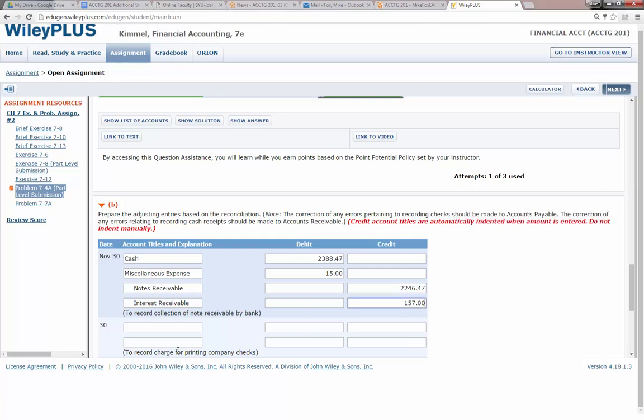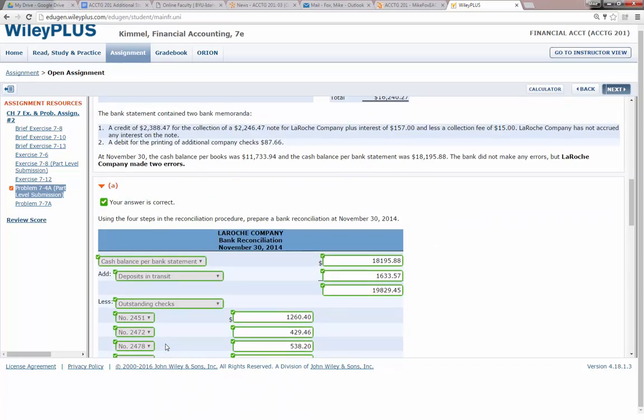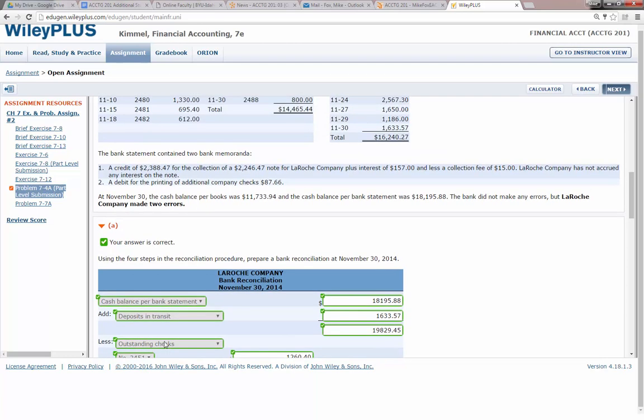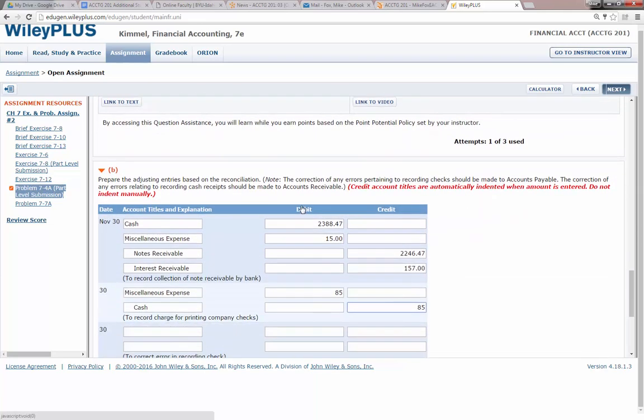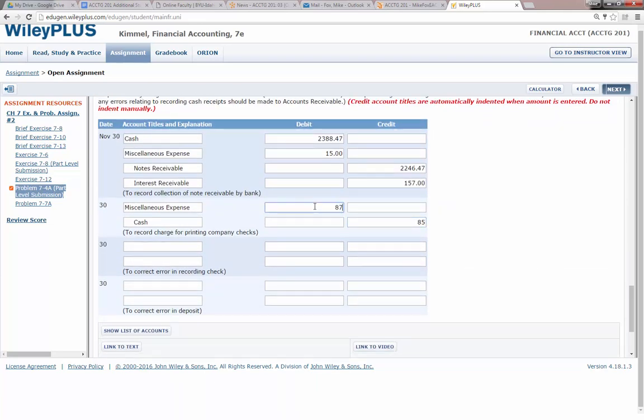All right, now to record the charge for the printing of the company checks, we'll call that a miscellaneous expense of 85, and our cash going down by 85. Oh wait, was it 85? Now I'm getting ahead of myself. I think I remember the number wrong. $87.66. Not sure where I got 85.